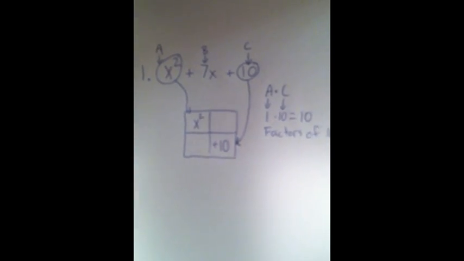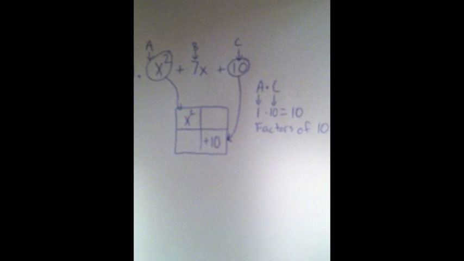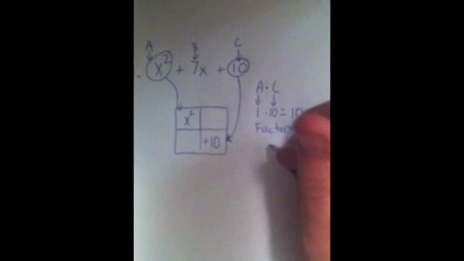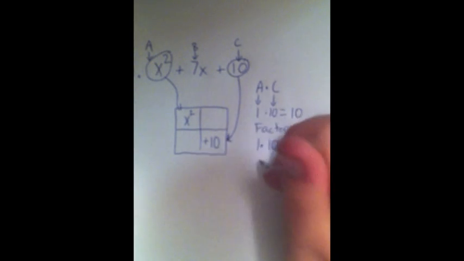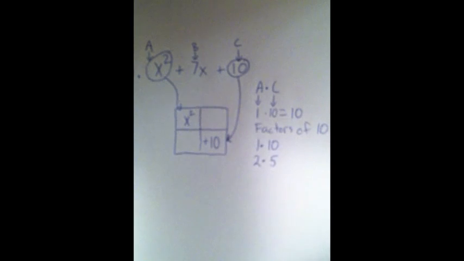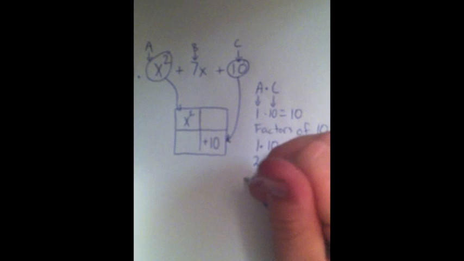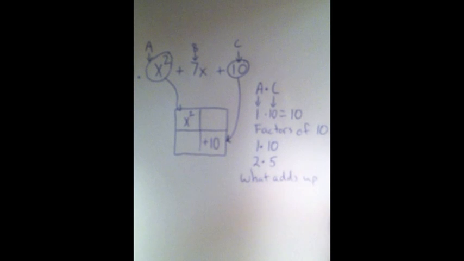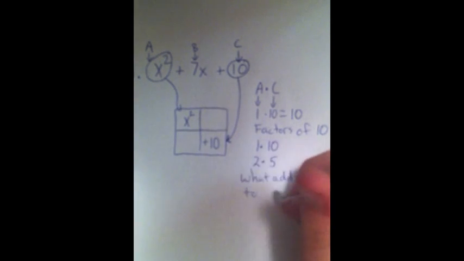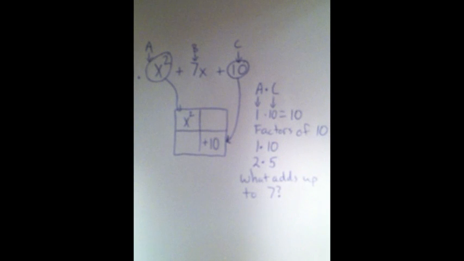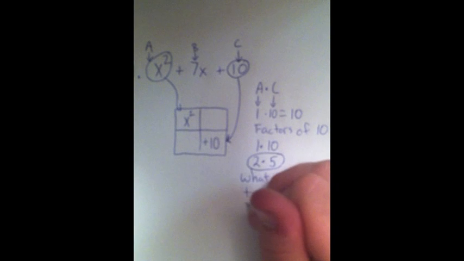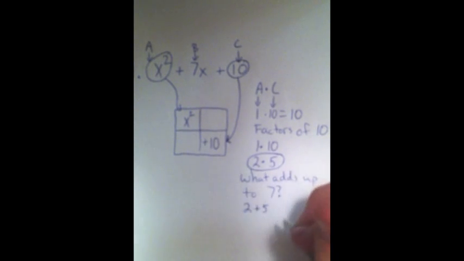So, factors of 10. We know that some of the factors of 10 are 1 and 10, and 2 and 5. And our goal in writing out the factors is to try to find the two factors that when we combine them together, they equal our B term. And in this case, our B coefficient is 7. So what adds up to 7? Well, 1 and 10 add up to 11, but 2 and 5 add up to 7. So we will use 2 and 5.